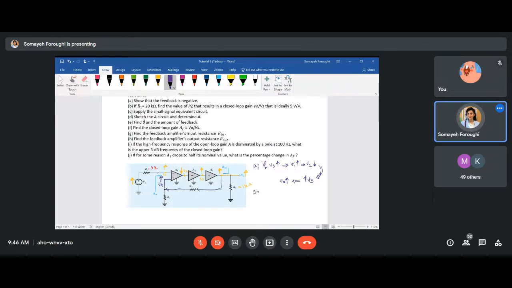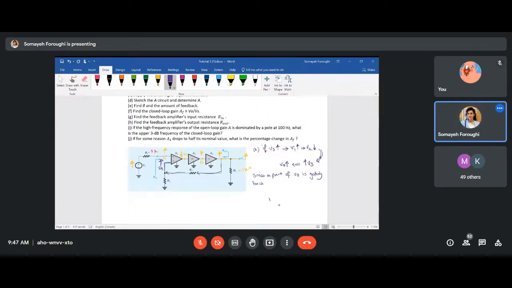Then since a part of the output voltage is getting back to the input positive terminal, V4 on the positive terminal of A1 is also increasing.